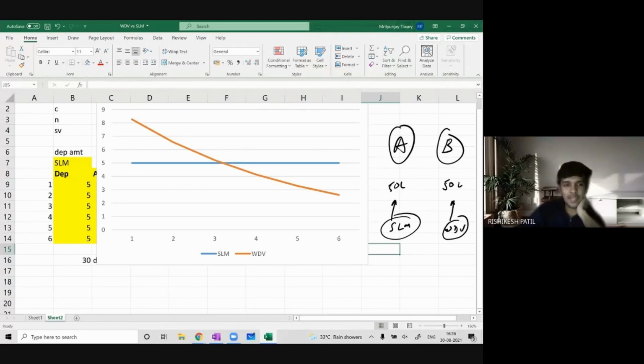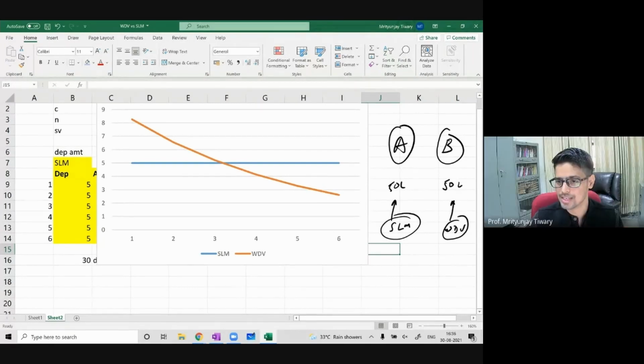Sir, this is all managerial discretion at the end, so it depends at what rate you'll be selling your final asset. Okay, so he's saying that you may have sold some of the asset. Okay, fine. Anything else? Yeah, Bhavya, go ahead.